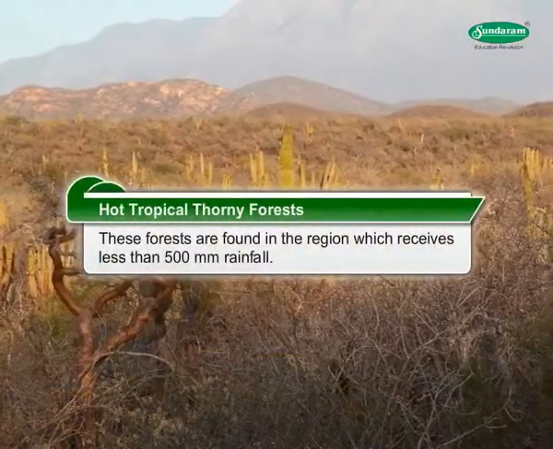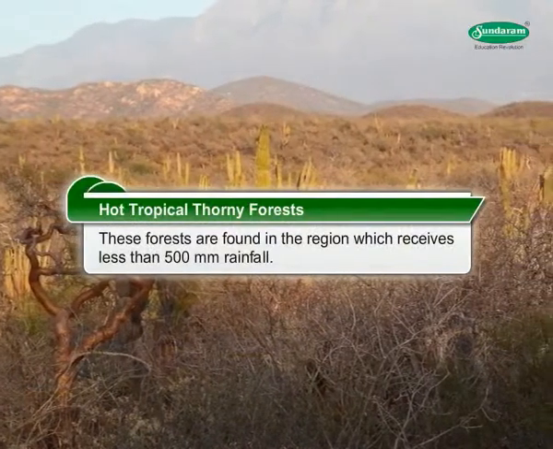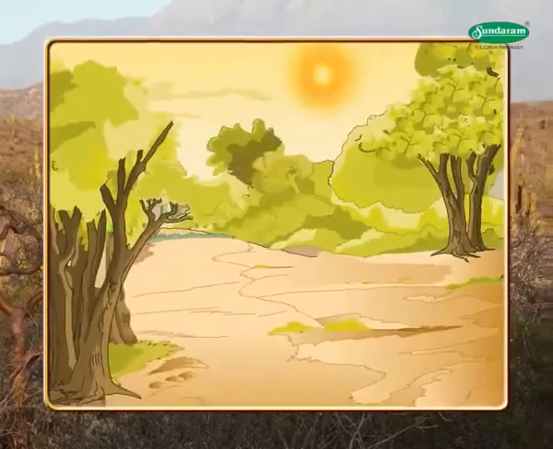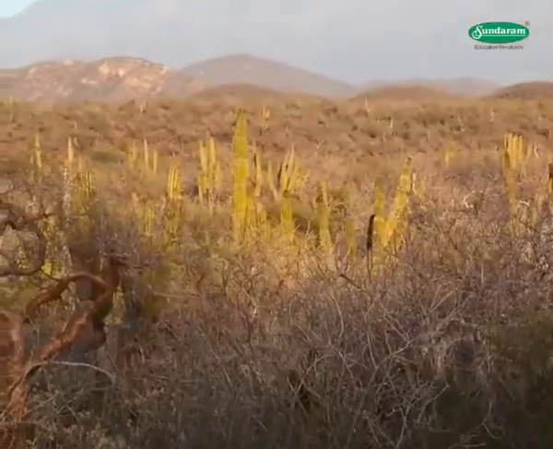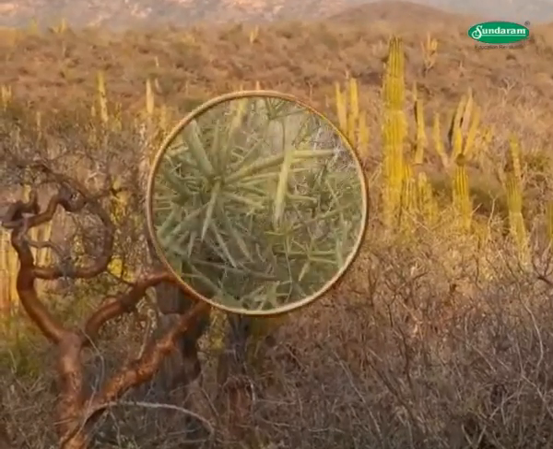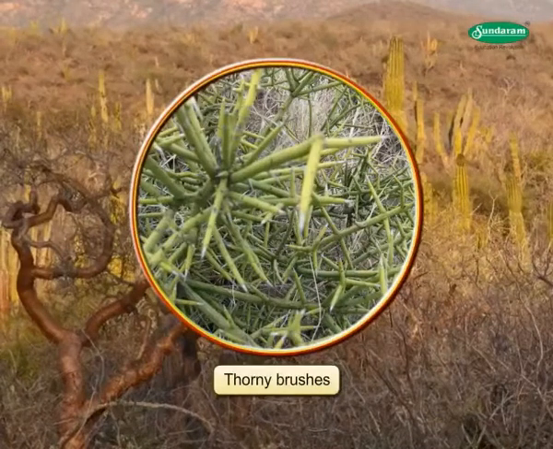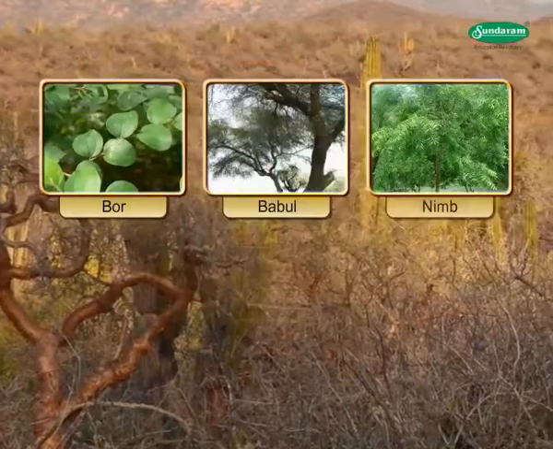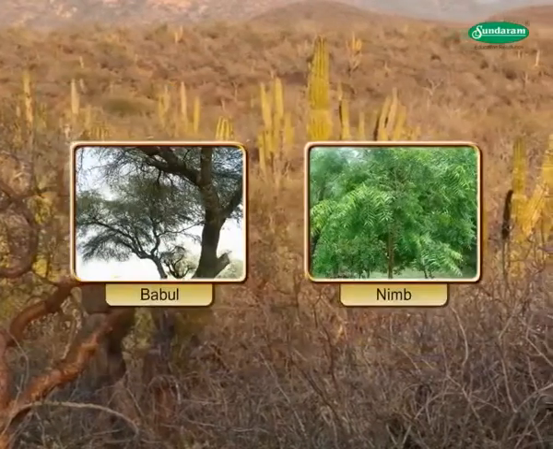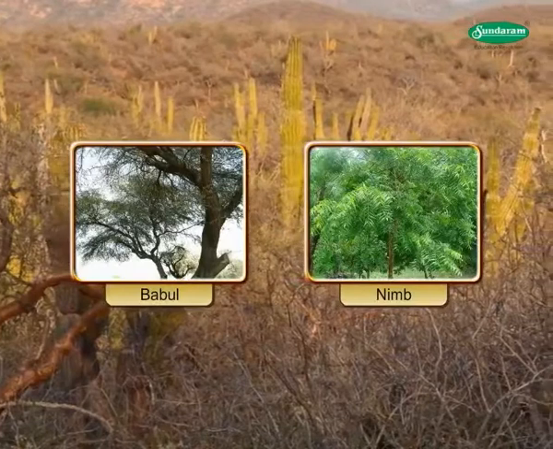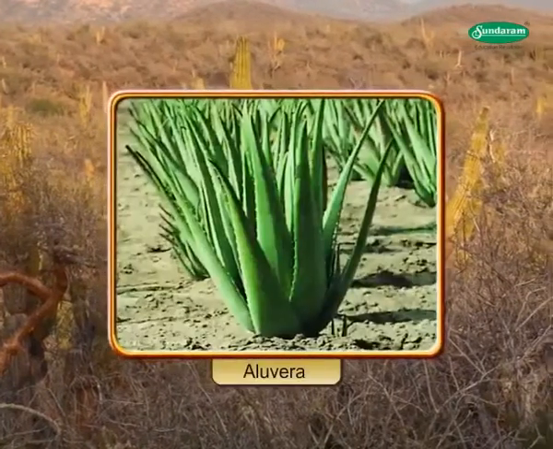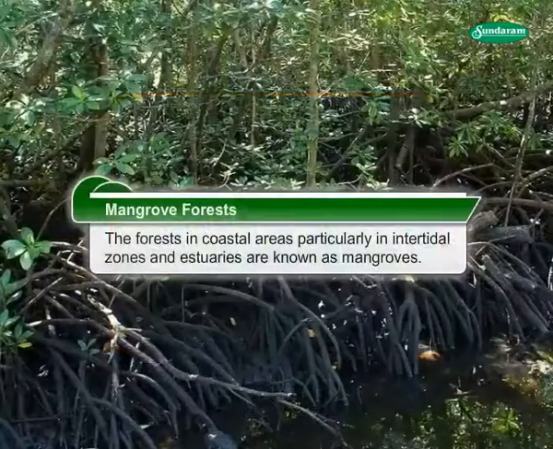Hot tropical thorny forests. Hot tropical thorny forests are found in the region which receives less than 500 millimeters rainfall. Here, summer is very dry and hot. These forests are generally found in the rain shadow region. Here, climate is unfavorable growth of trees. Short and thorny bushes are found here. Bor, babool, neem, khair, hirida, cactus are the common plants here. Babool and neem trees are used for making agricultural equipments and building houses. Bark of babool is used for making hide. Korfad or aloe vera is a medicinal plant.